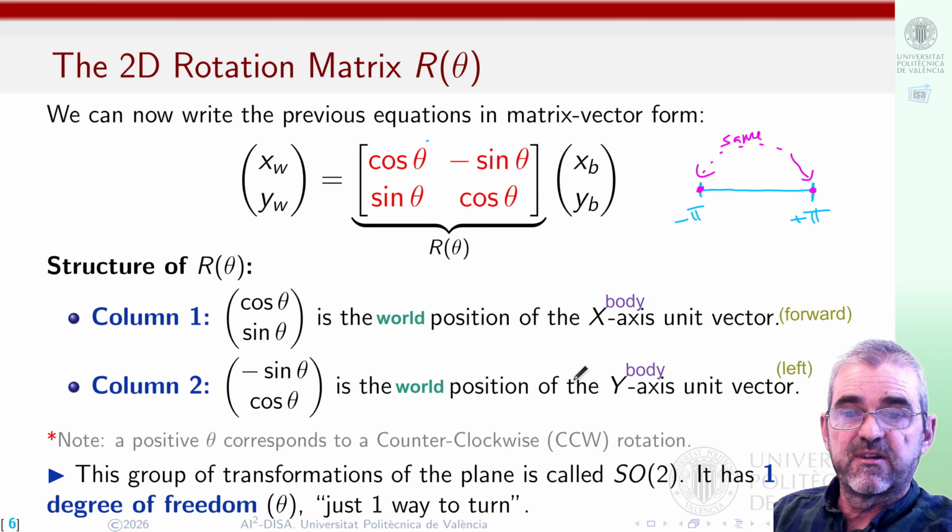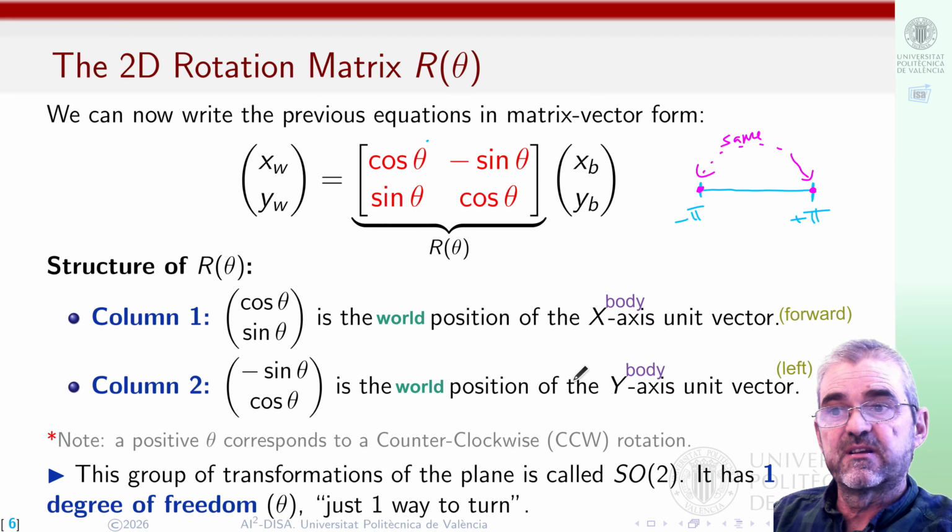It's a group with 1 degree of freedom, 1 way to turn, the basis of other expansions to 3D, 4D, and whatever. And as I said, further analysis of the properties of this rotation group will be discussed in next video.